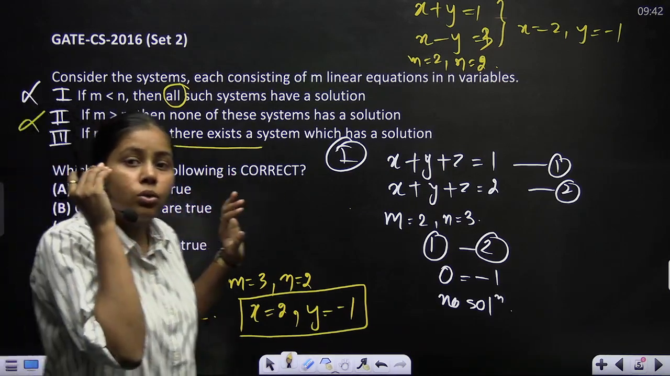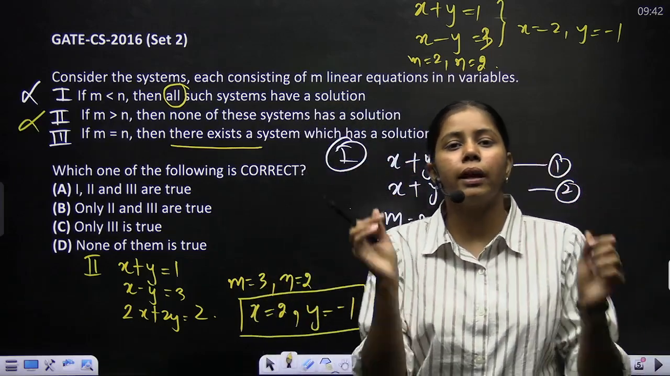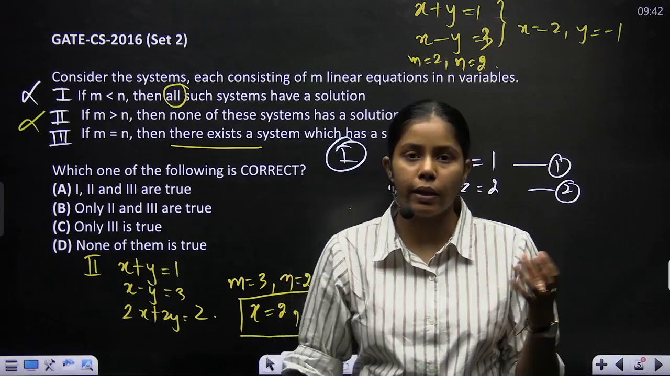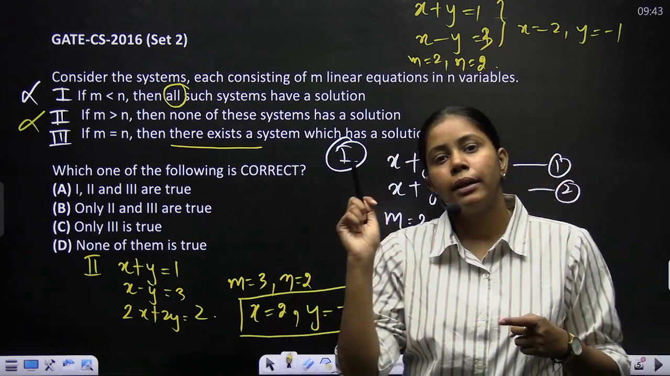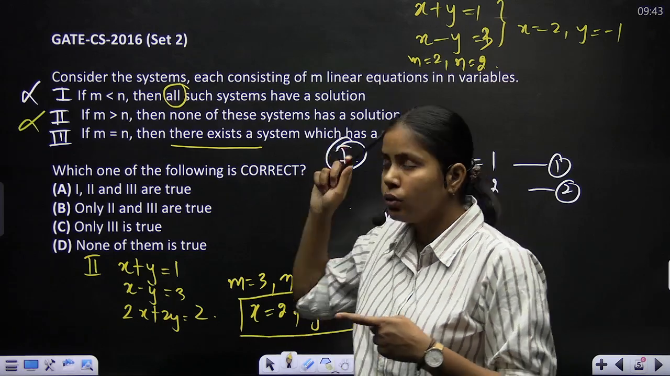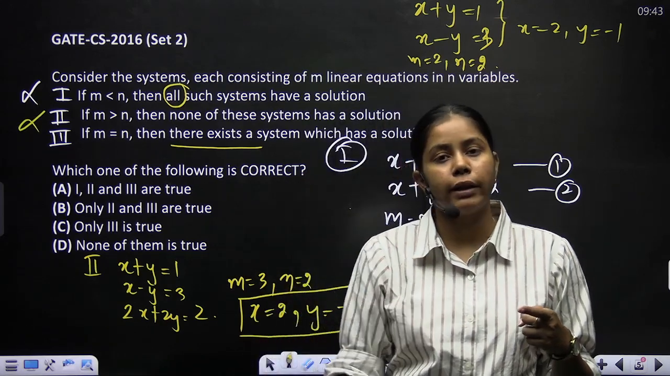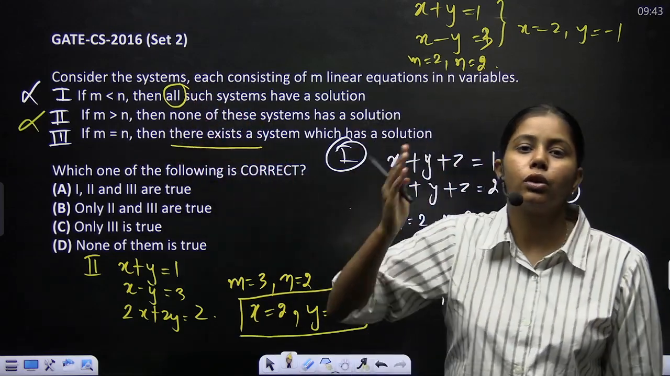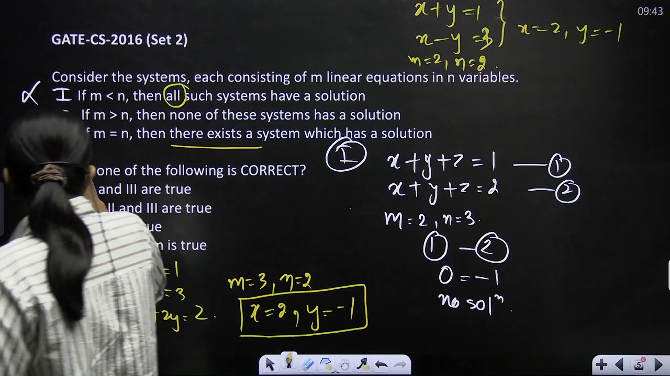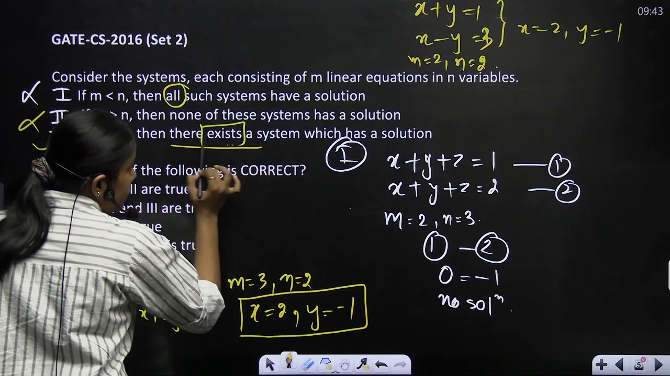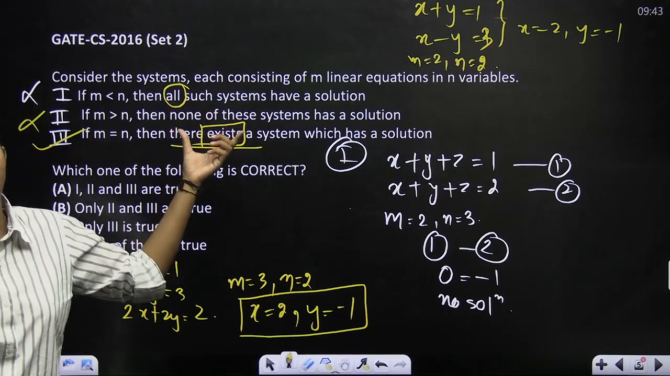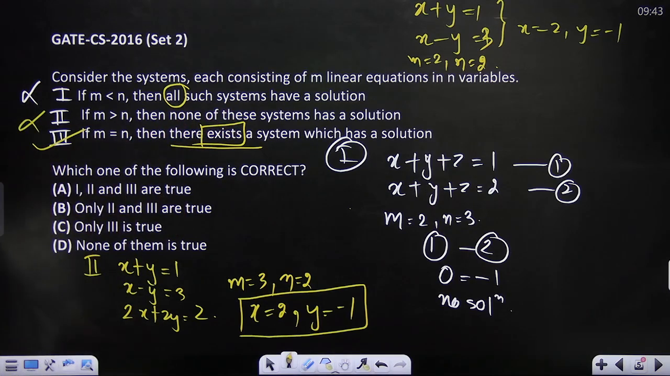From here you can conclude that any system, no matter whatever the number of equations or number of variables I have, has either a unique solution, infinitely many solutions, or no solution. It can be any possibility. I cannot say that all such systems have a solution, or all such systems do not have a solution. So the third is true, because they have said that there exists. Previously they were talking about all the systems possible of that particular order. So which option is true? Only the third statement is true. Option C is correct here.